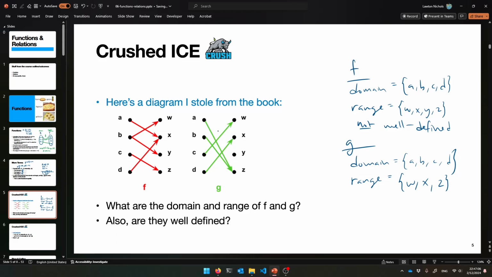And then G, does it take every input to exactly one output? Yes, it does. It's okay that it doubles up, like the absolute value function. It takes both -1 and +1 to the same output of +1. That's totally allowed, as long as every input is being mapped to exactly one output. So G is well-defined. That's beautiful. Hopefully that's making some sense.